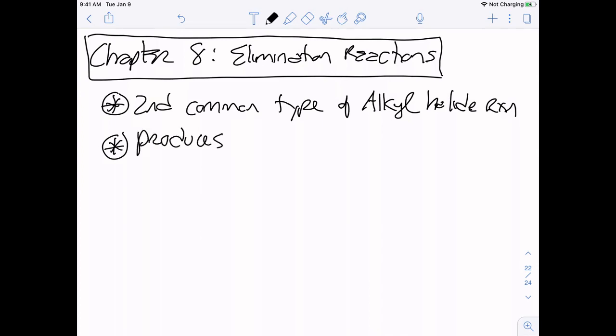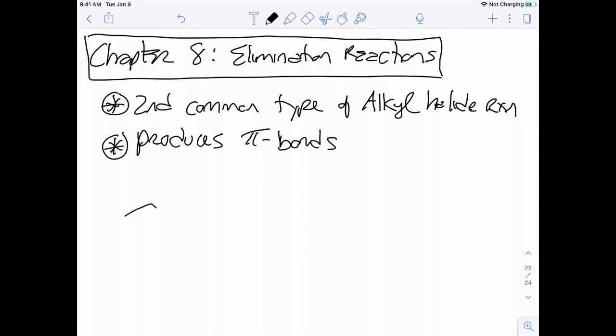If you remember back from chapter 6, we had 4 common types of reactions. Substitution, which we did cover in chapter 7. Addition, where you have a pi bond and then something is adding, and the pi bond then goes away. Elimination, where we're actually removing something from our molecule and producing a pi bond. And then we had rearrangement reactions also in chapter 6. So this is our elimination.